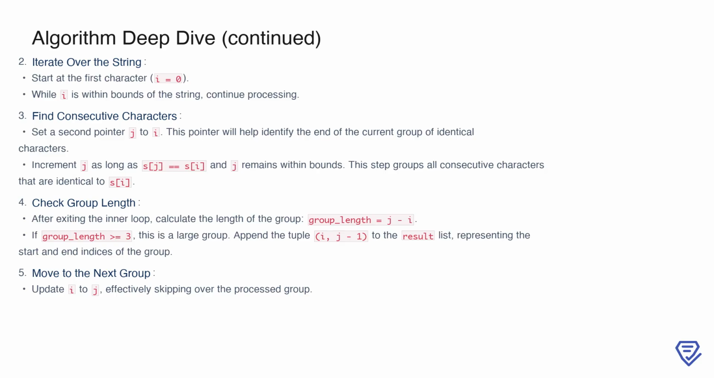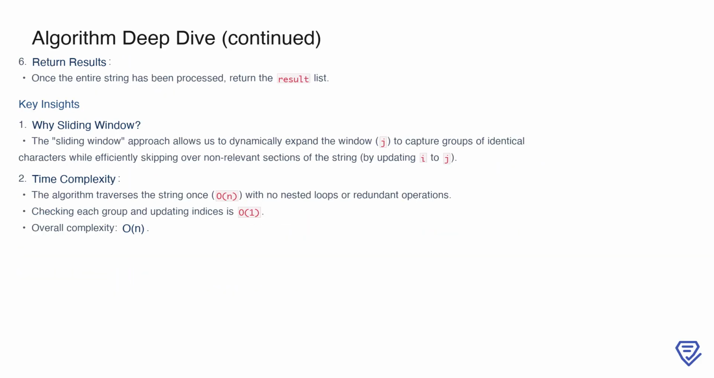Once j reaches a point where the characters differ or the string ends, we calculate the length of this group as group_length equals j minus i. If this length is 3 or more, we know it's a large group, and we append the tuple [i, j-1] to our result list. Finally, to move to the next group, we update i to j, skipping over the characters we've just processed. After processing the entire string, the last step is to return the result list containing the start and end indices of all the large groups we've identified.